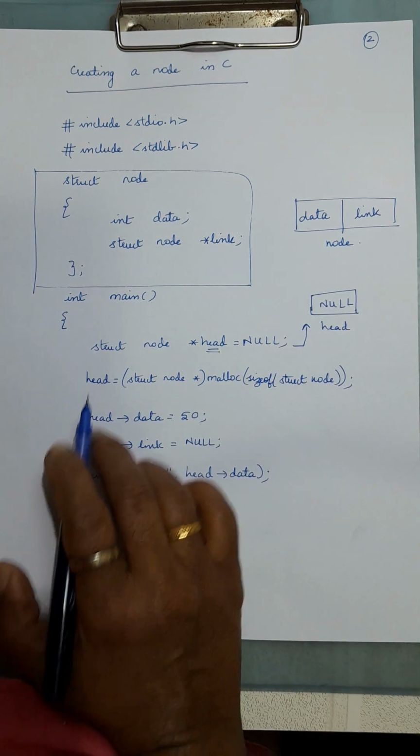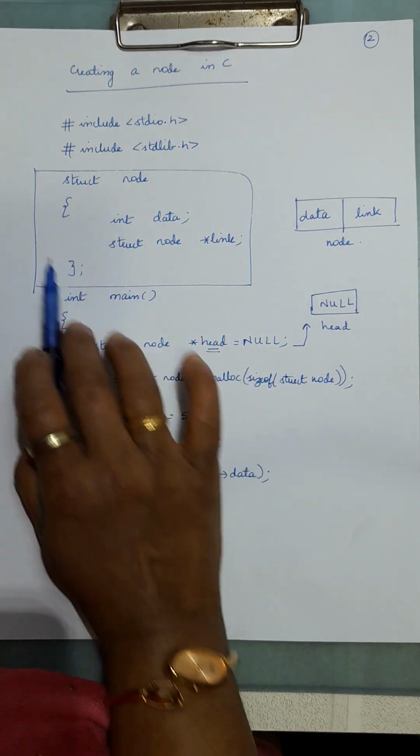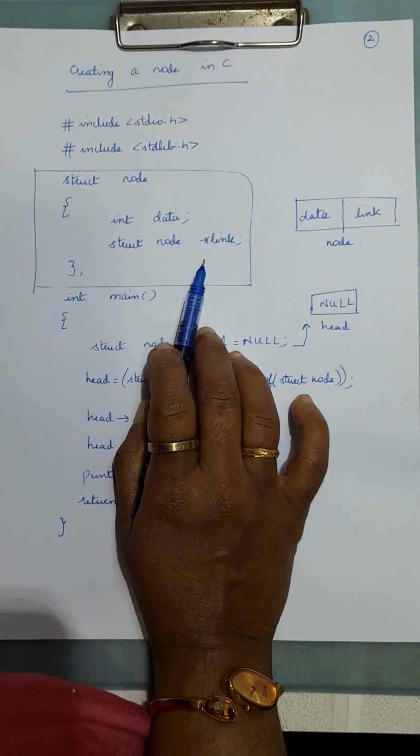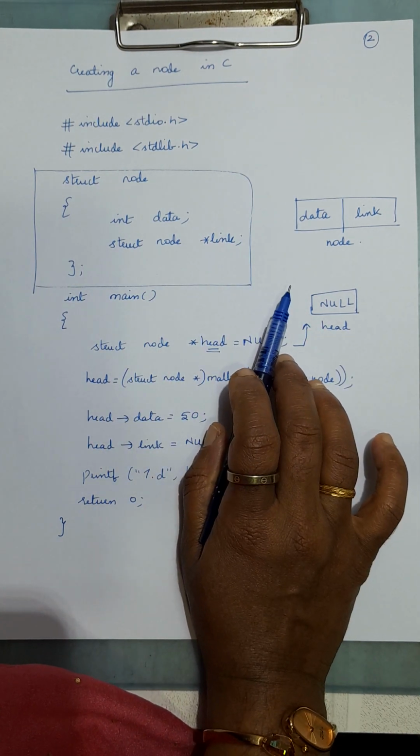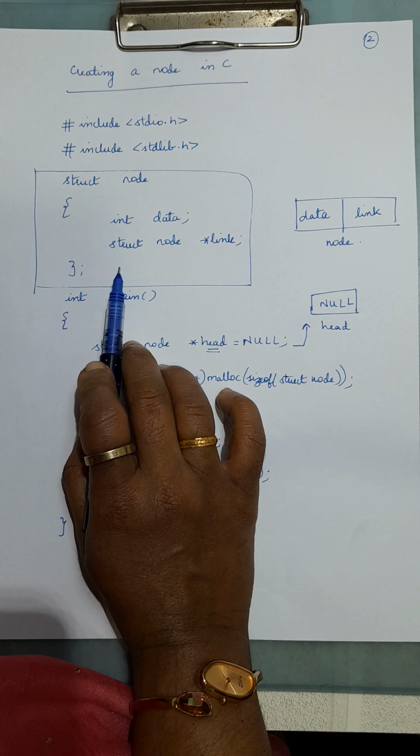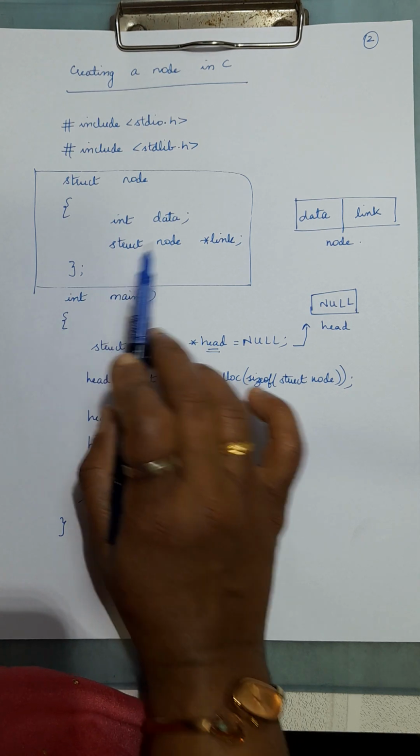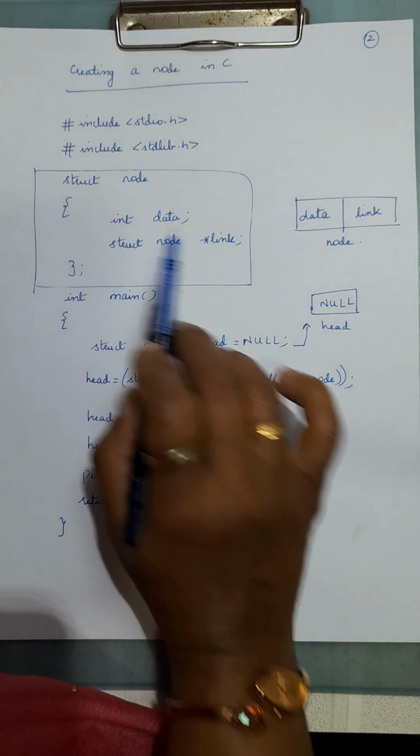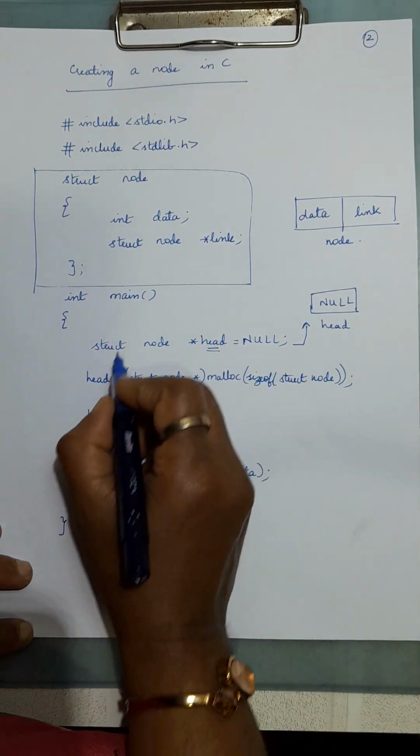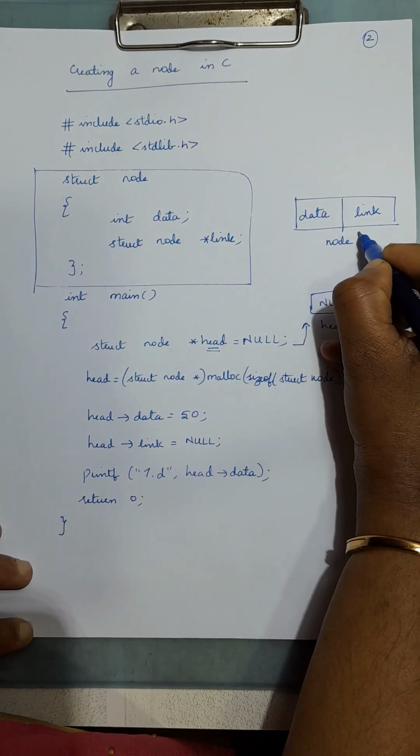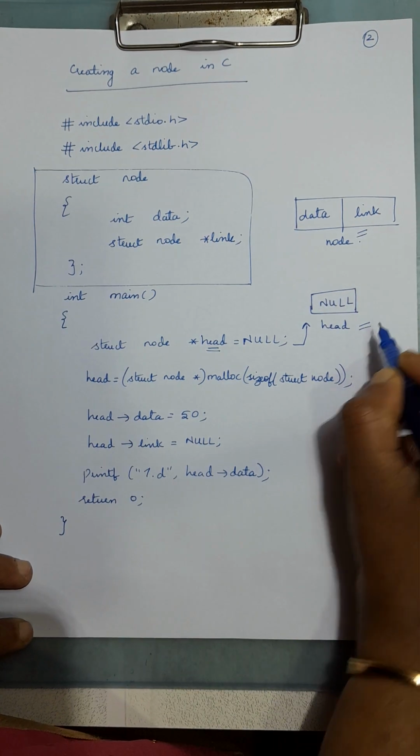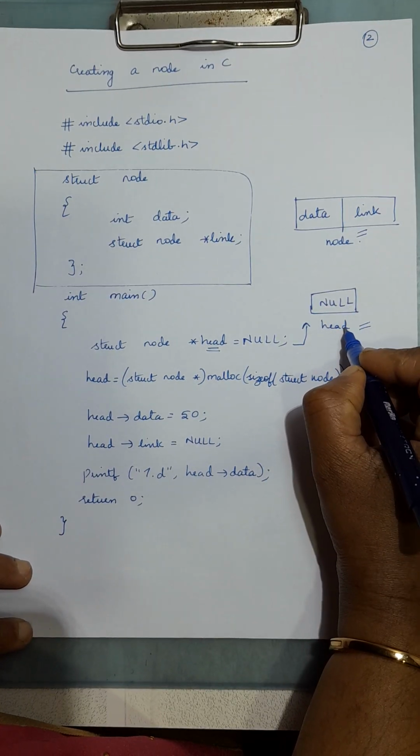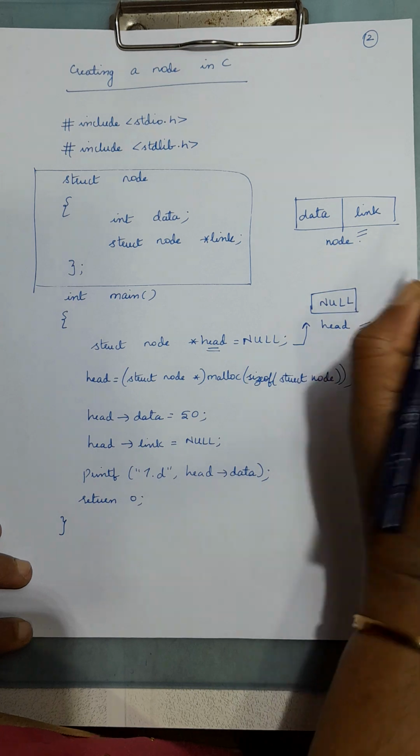Now if you understand, just by declaring a structure, it doesn't mean we can create a node. We have to allocate memory for the structure. So what should we do? We have to allocate memory using malloc. Got it? So we are allocating memory. If you see here, after this line, this is the structure. One is the structure, the other one is the pointer. Head is the pointer which is initialized to null.